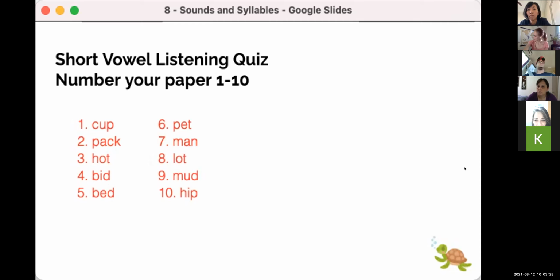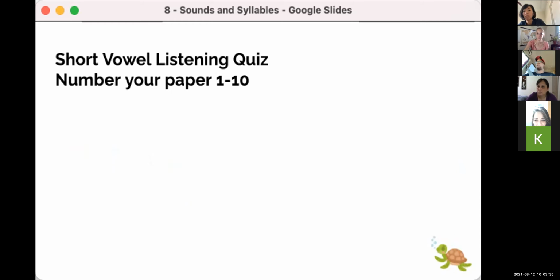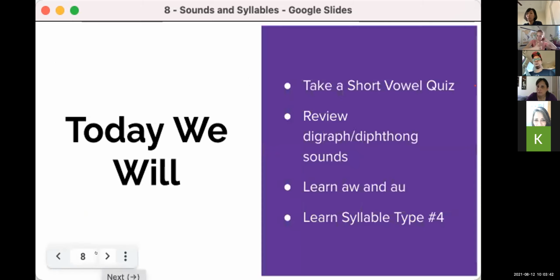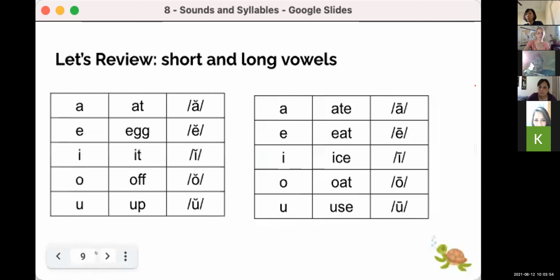Okay. Well, with that, let's go over our main topics for today, our schedule for today. All right, we just took the short vowels quiz. We're going to do a good review of the digraph and diphthong sounds that we have learned so far. We're going to learn that new one and then talk about syllable type number 4. All right, I don't know why this is here because we just finished our short vowels quiz, but we're going to skip this.